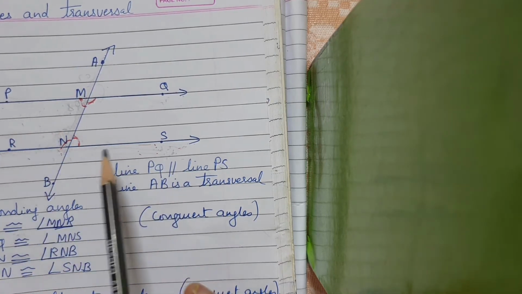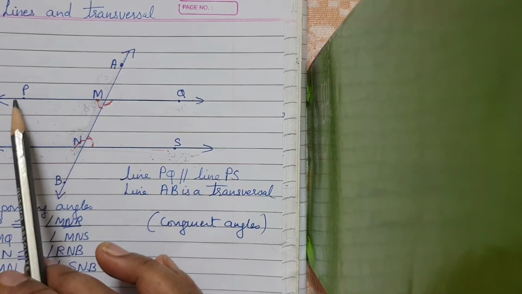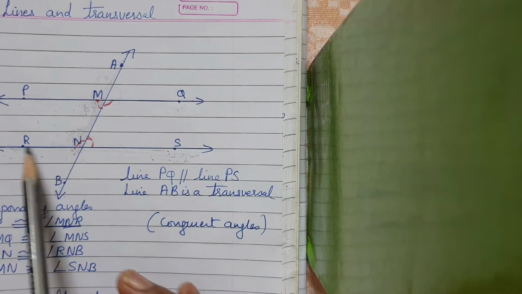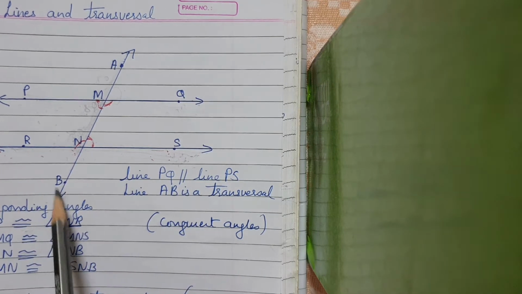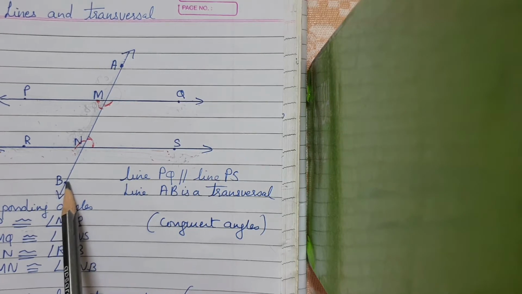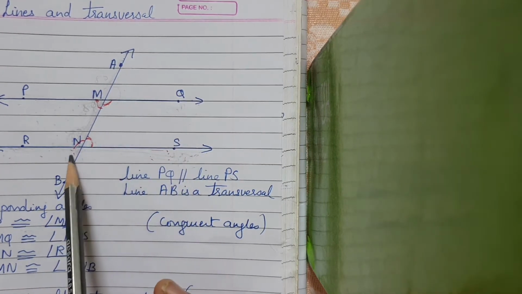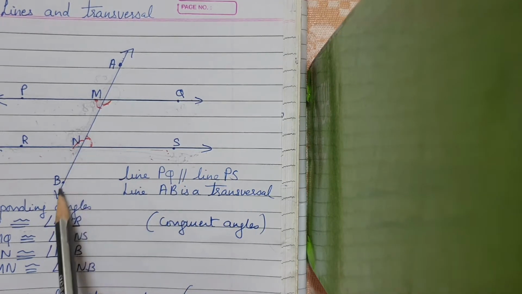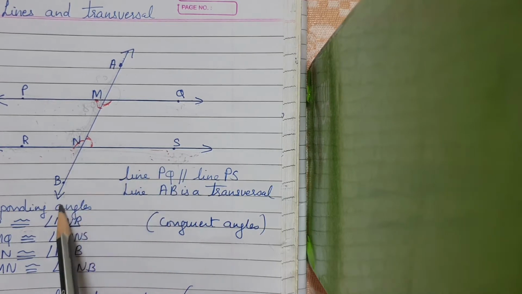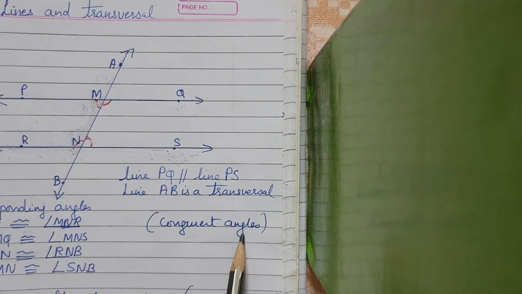Now the other side we will see. Now which side? The other side where the arms are moving in the same direction. Angle PMN and angle RNB. So they are corresponding angles and corresponding angles are congruent angles. Now let's see this side. Angle QMN and angle SNB. They are also corresponding angles, angles moving in the same direction. So corresponding angles are congruent angles.